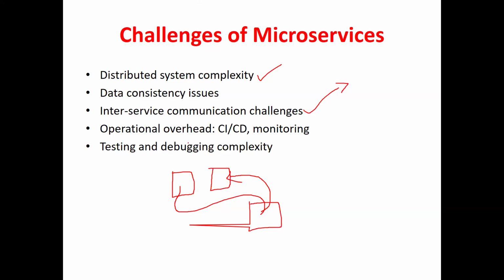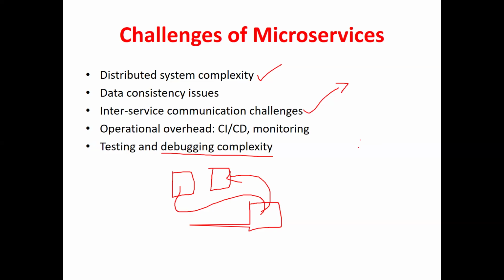And operational overhead. With CI/CD, more services means more Jenkins jobs and CI/CD pipelines you need to create. And testing and debugging. If you have an issue in one service, you need to understand the complete flow as well. Those are different kinds of challenges. We have other challenges also. These are the main challenges we have in the microservice architectural style.